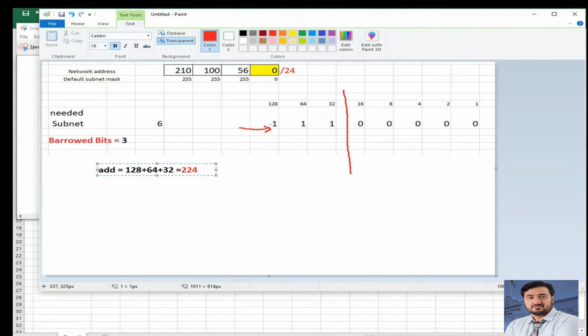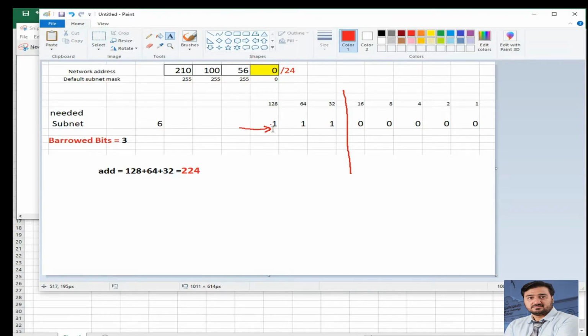224. Yes, 224. Good, Sundas. Thank you very much. So this is your answer. See here, 224. Now we added these bits because we borrowed 3 bits, and we just add these values.